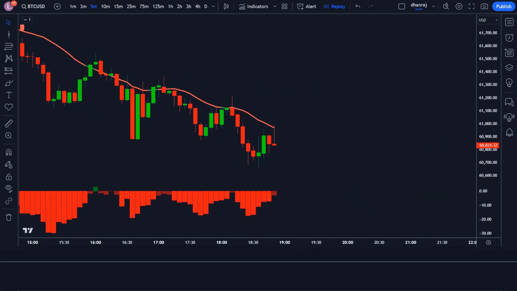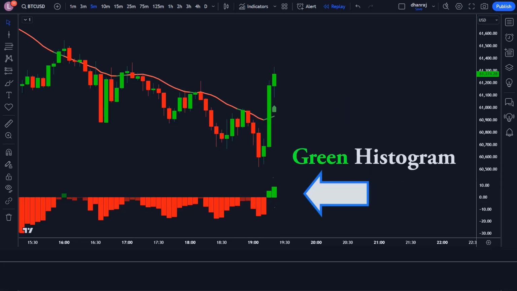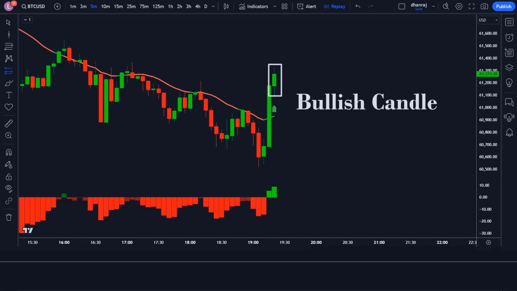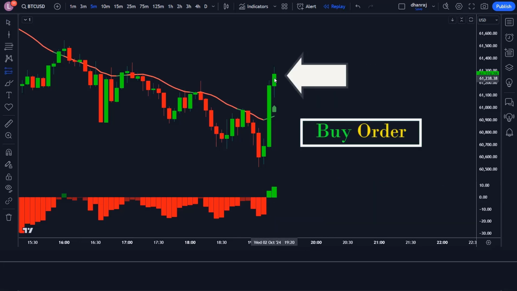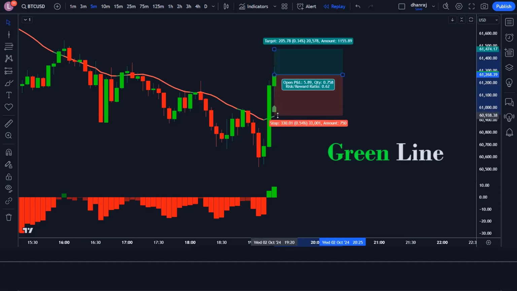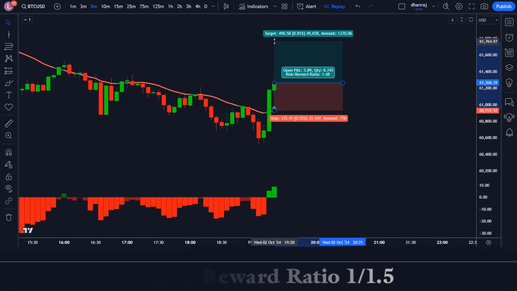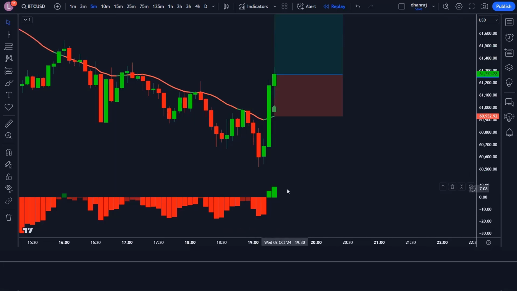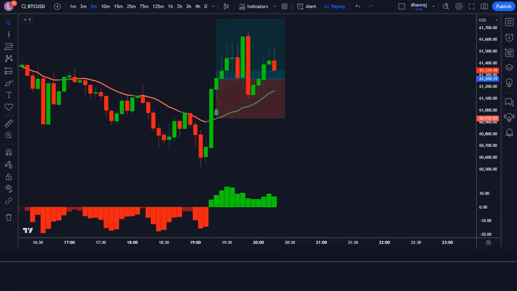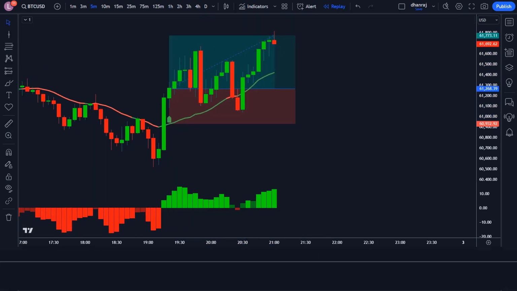Let's see how we use these trading setups. When the logical trading indicator gives us a buy signal, when the ADX histogram with DI lines indicator shows a green histogram, and when the market forms a bullish candle, if this condition is fulfilled, then we will place a buy order. Our stop loss is to be placed at the green line. And the risk to reward ratio will be 1:1.5. The market has completely hit the target.